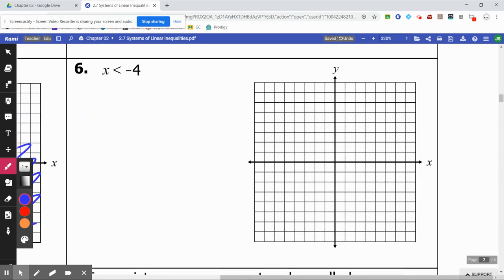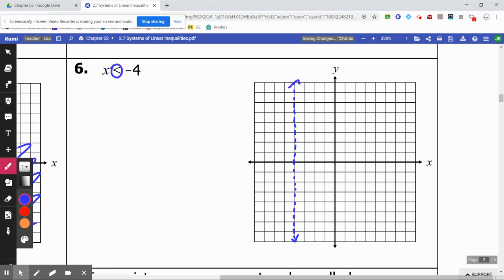Okay, a little bit different. Remember how to graph x equals negative 4. That's a vertical line. You would go 1, 2, 3, negative 4, and then you would draw that vertical line. So this one's a little bit different. This one is actually not quite as hard. It's a dotted line because there's no or equal to.